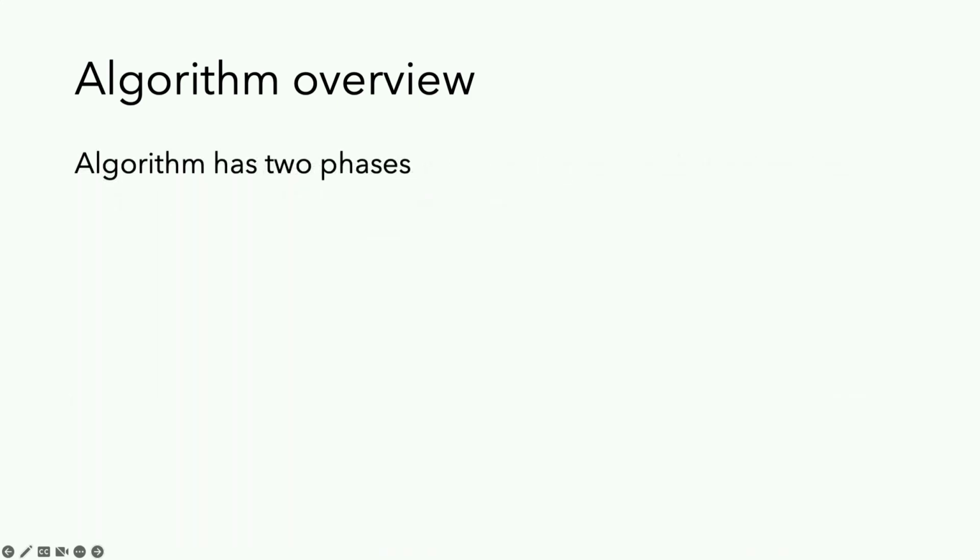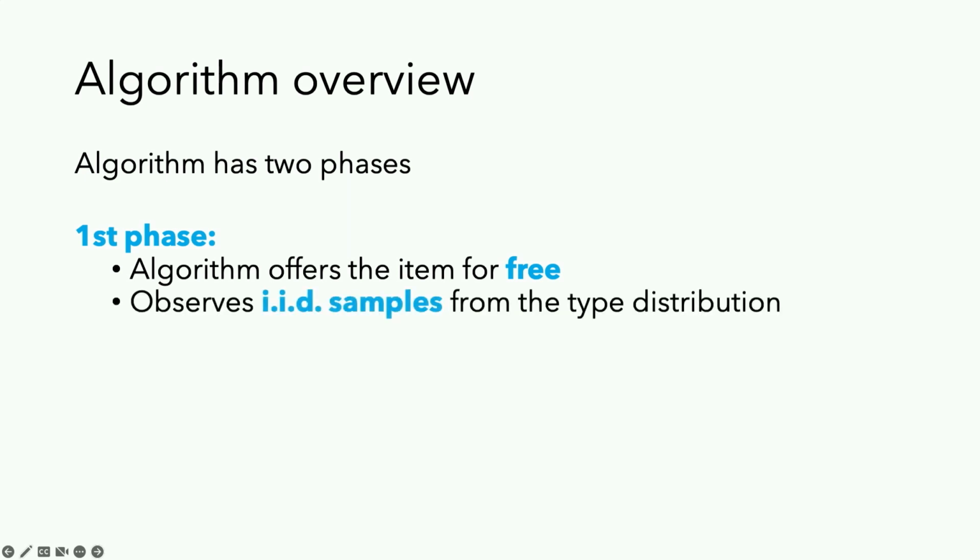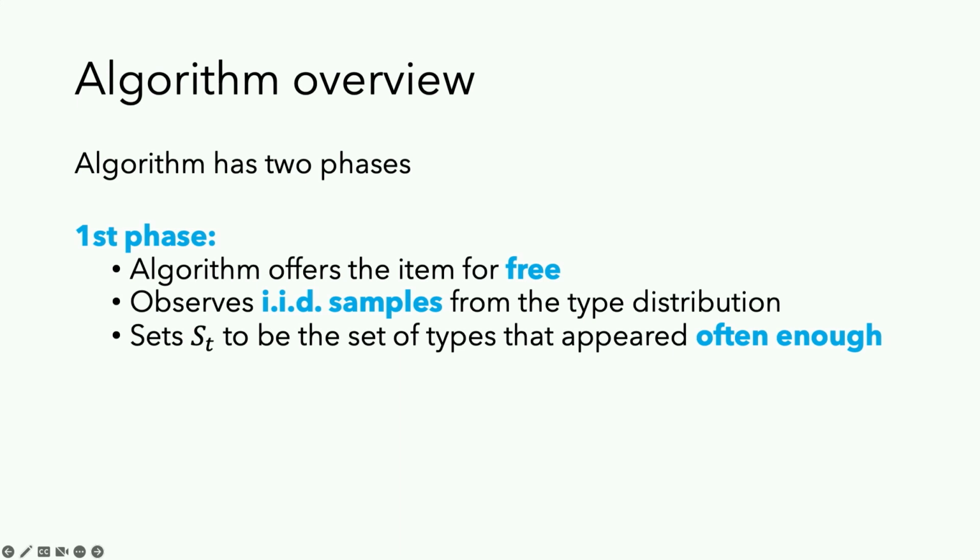Okay, now how does it do this? Our algorithm is going to have two phases. In the first phase, the algorithm is going to offer the item for free, and in doing so, it's just going to get IID samples from the type distribution. So it can estimate how frequent the different types are. And it's going to set the set S_t of types that it's targeting to be the set of types that appeared often enough. I won't get into all the mathematical details about what often enough means.